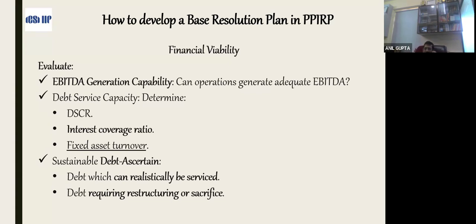Can the operations generate EBITDA, debt service capacity, determine particularly the debt service coverage ratio, interest coverage ratio and fixed assets turnover ratio? All these things they will mention in that particular TEV report: sustainable debt assessment. So whether the debt can be realistically serviced, or debt requiring restructuring or sacrifice. All these things, the financial viability, are mentioned in that particular TEV report, which is useful for preparation of the base resolution plan under PPIRP.